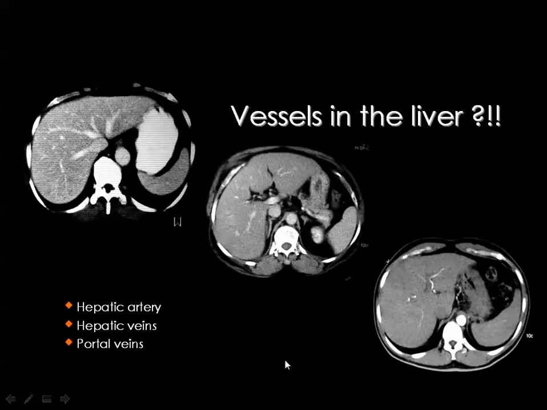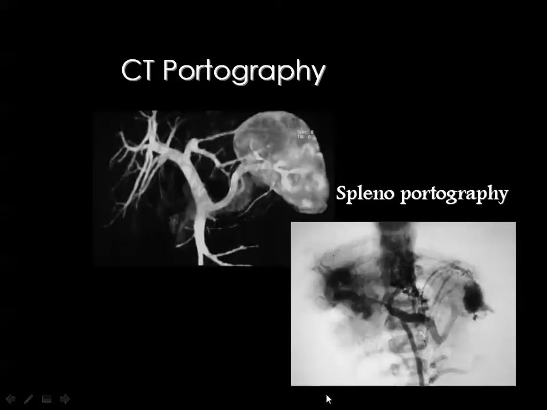Any vessel crossing through the liver parenchyma after that is a portal venous radical. This is the hepatic artery branch, which is only seen in the arterial phase, and these are the hepatic veins, which are only seen at this level, and the rest of the vessels will represent the portal venous radicals. And at the porta hepatis, or the hilum of the liver, you can identify the portal vein.